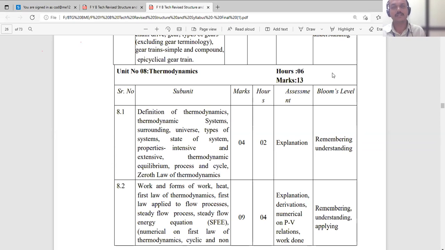Energy can neither be created nor be destroyed. It can be converted from one form to another form. Okay. And the second law is the zeroth law of thermodynamics. What is the zeroth law of thermodynamics?